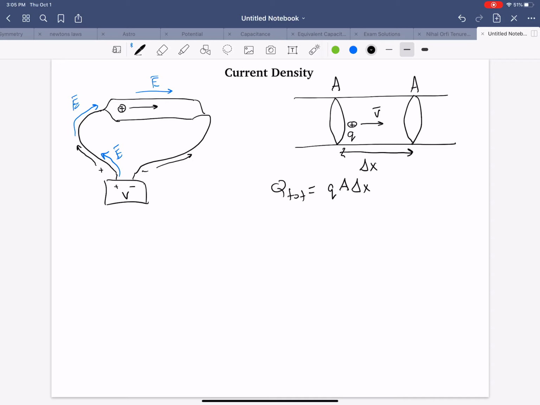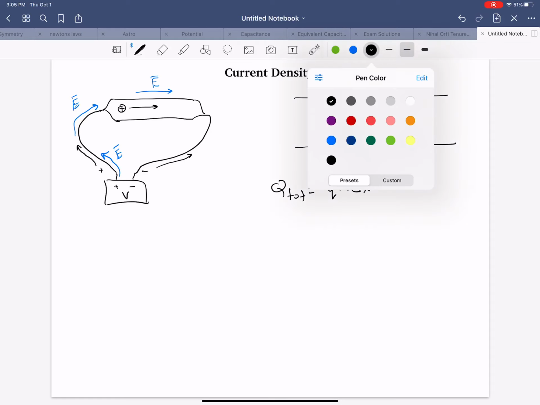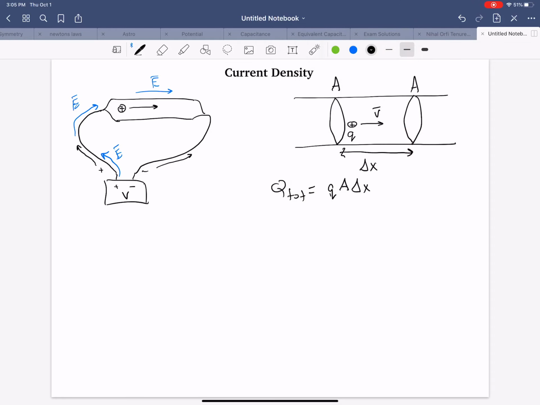And so right now, the units for Q total are pretty weird, right? The units for Q are coulombs. That's what we want. However, we're multiplying by A, which is an area, and delta x, which is a distance. So this overall is a volume, right? You may have seen that coming. A times delta x, that's volume V. So the units are coulombs times meters cubed. That's not very intuitive. But this expression that I've drawn right here is just for one charge.